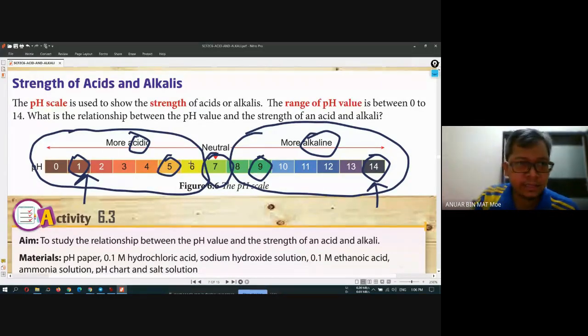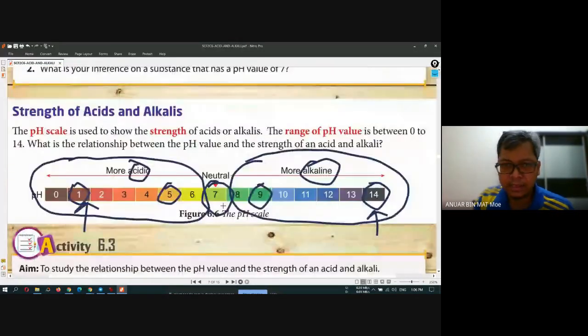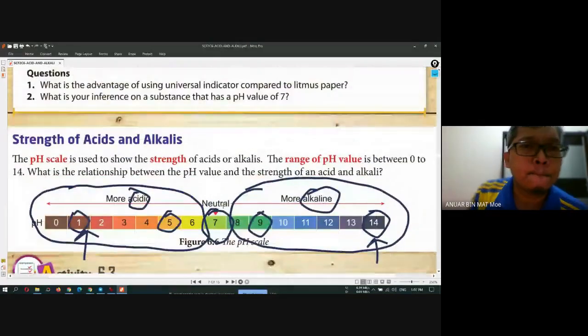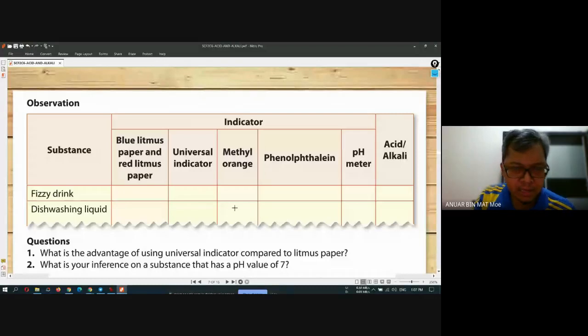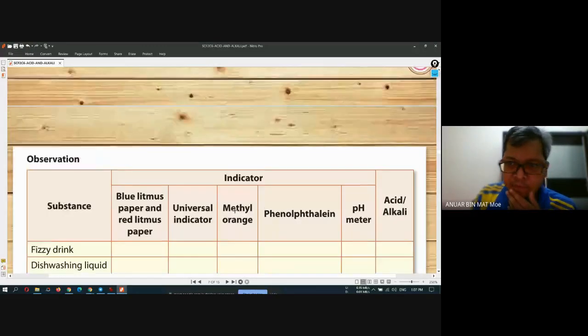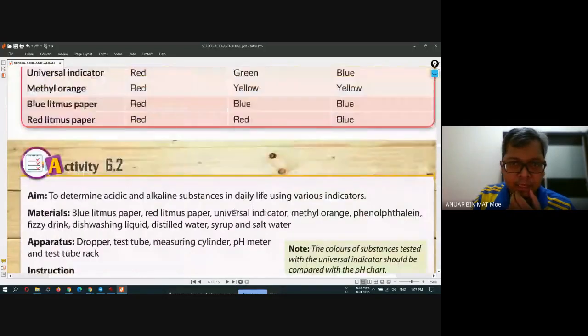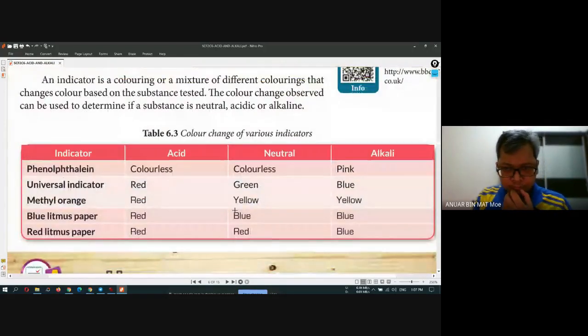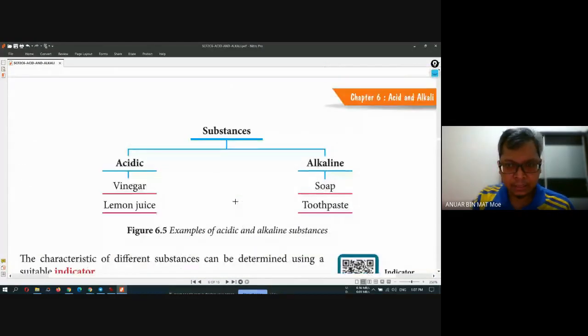Can you understand this strength of acid? This one you must understand, what we call the pH scale, or the strength of the acid or the alkali. Actually, there are many activities in this chapter. Maybe I will try to show you the video later on.